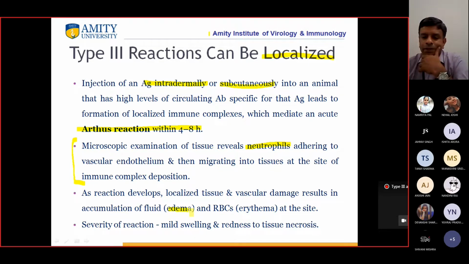So there will be edema, which is accumulation of fluid. There is erythema, which is accumulation of RBC at the site along with vascular damage. So there can be swelling and redness because of edema and erythema, and ultimately it can lead to tissue necrosis.